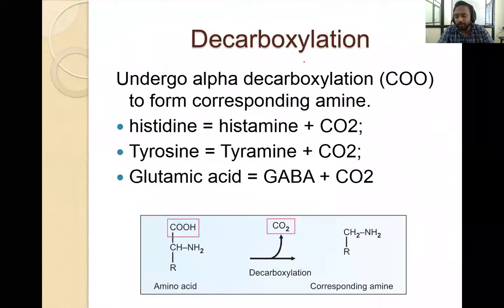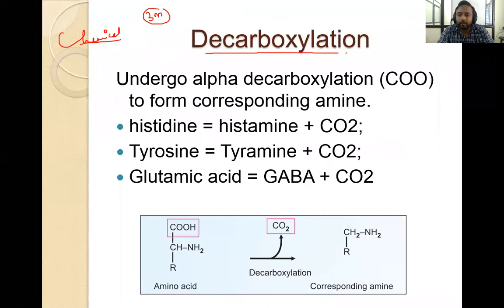Next, we'll see some of the chemical reactions. We have seen physical properties, optical properties, and also the isoelectric and ampholyte properties. Now we'll see some chemical reactions which amino acids routinely undergo. These also you can expect as a 3-mark or short answer question in the exam. You should write what it is and when it occurs. One such reaction is the decarboxylation reaction.